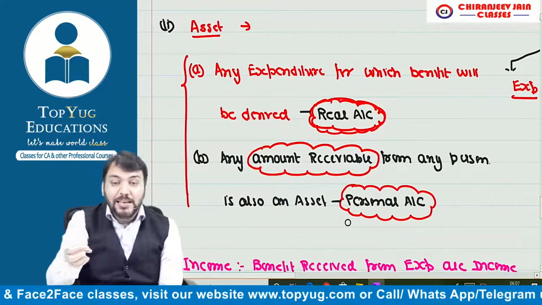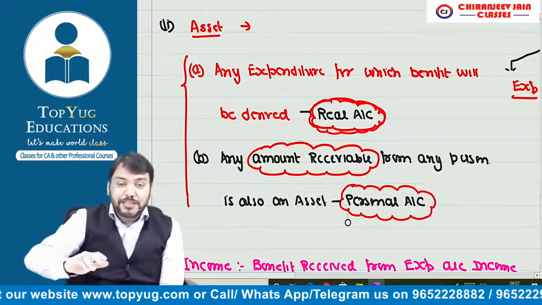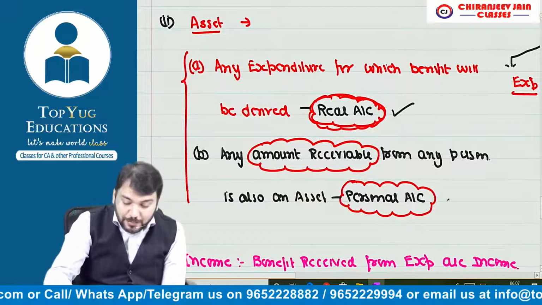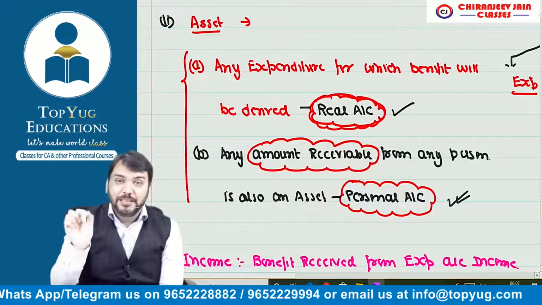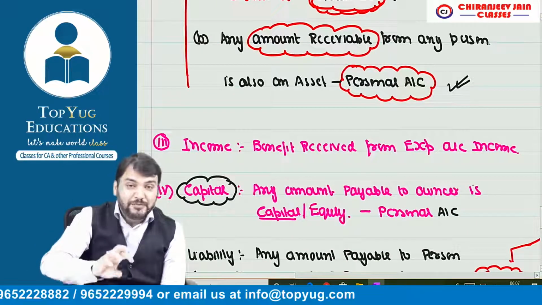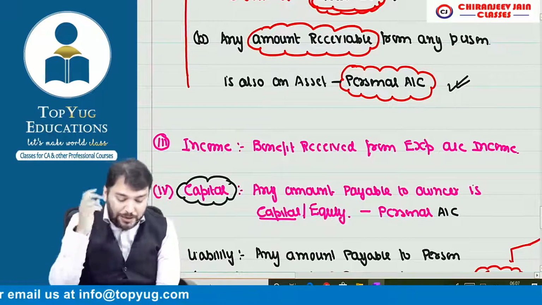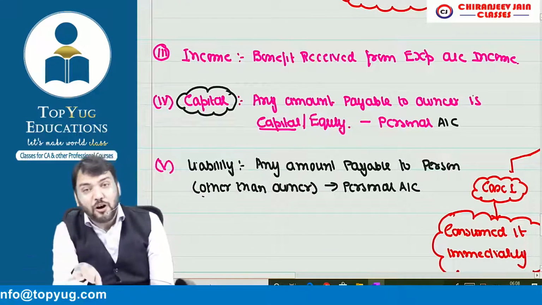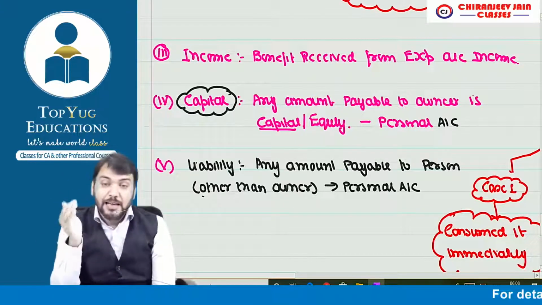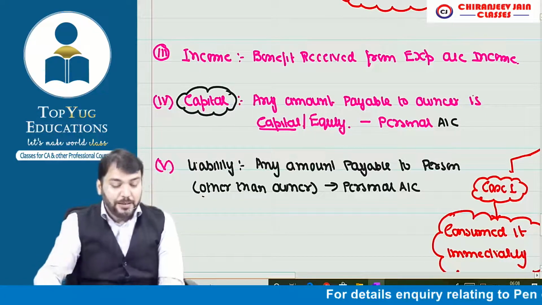Asset has 2 points. Any expenditure for which benefit will be received is an asset. Any amount receivable from any person is also an asset. So point A is a real account and point B is a personal account. Income is the benefit received which is derived from expense. Capital means any amount payable to the owner, payable in future, not right now. Any amount payable to an outsider, other than the owner, is liability. This much we have done.